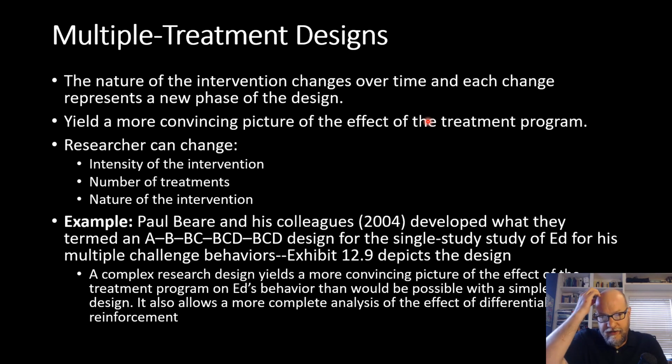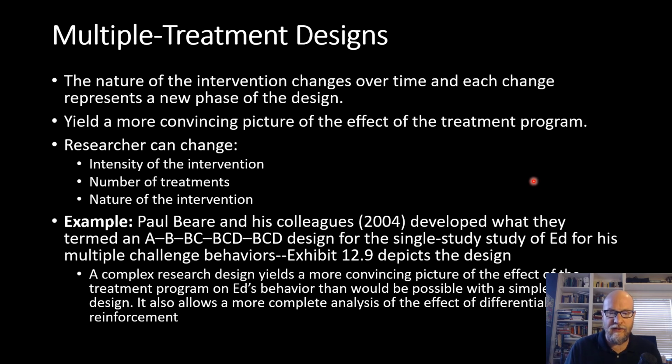Paul Beer and his colleagues in 2004 developed what they termed an A, B, BC, BCD design. This is for a single subject study with a participant they refer to as Ed. He was having multiple behavioral challenges, kind of similar to Sam. And what they decided to do was introduce all 3 aspects of the treatment successively. So you have the A, baseline phase, you have the B, where you introduce one thing. In the BC, you continue that thing, but you add an additional factor, and so on and so forth. And we'll look at this in just a moment.